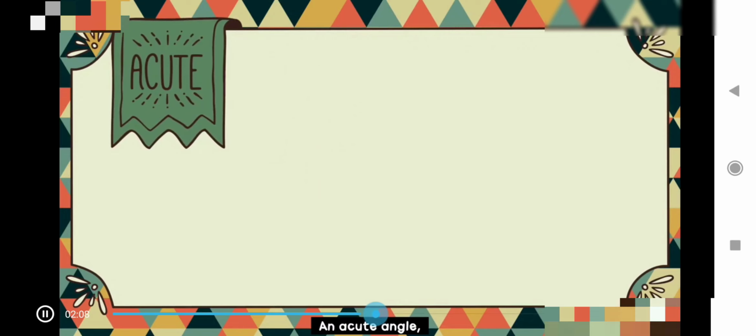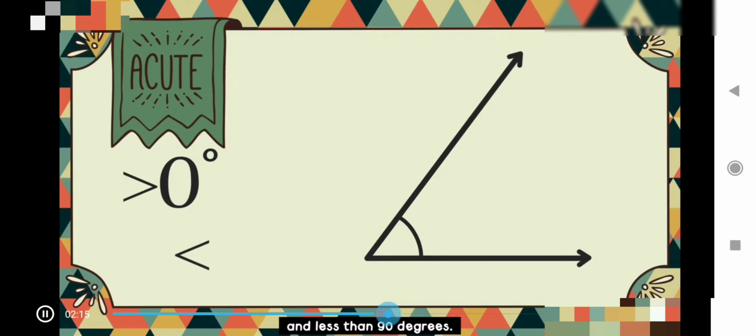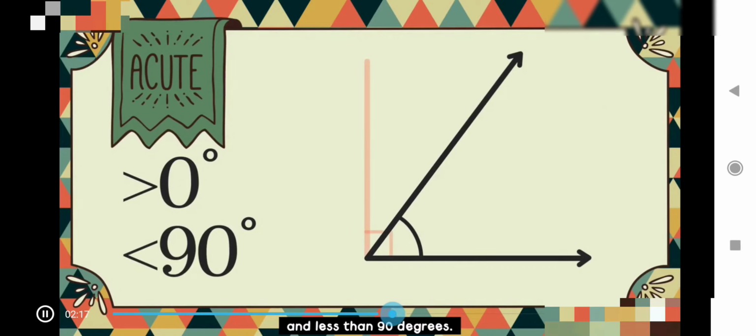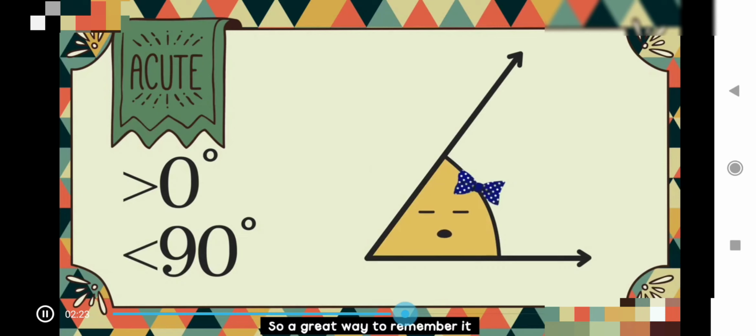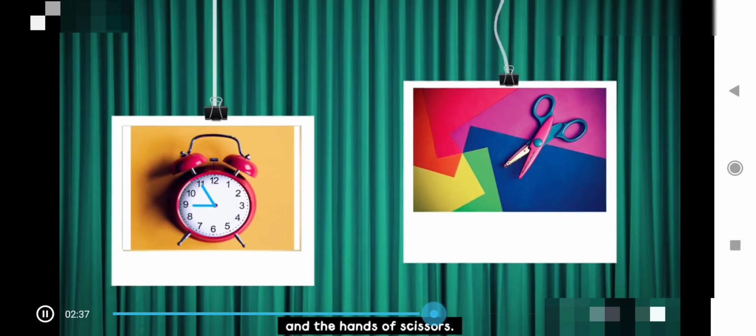An acute angle is when two straight lines make an angle that is greater than 0 degrees and less than 90 degrees. It's the smallest type of angle. So a great way to remember it is as a cute angle. Some places you can see acute angles are in hands on a clock and the hands of scissors.